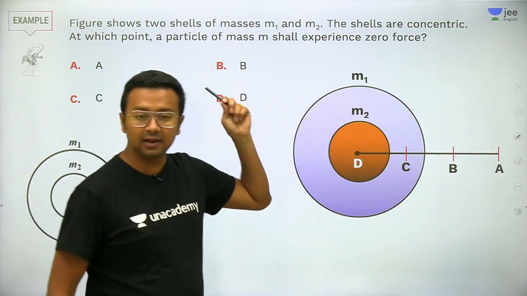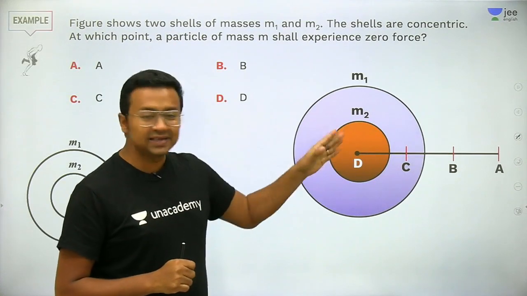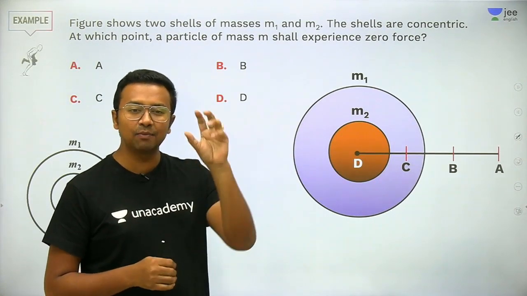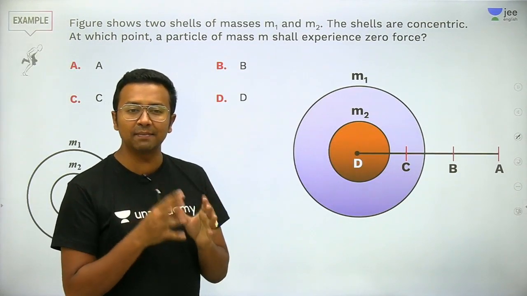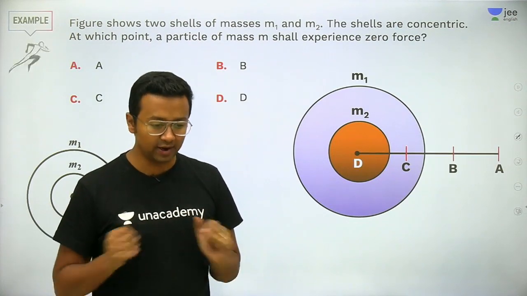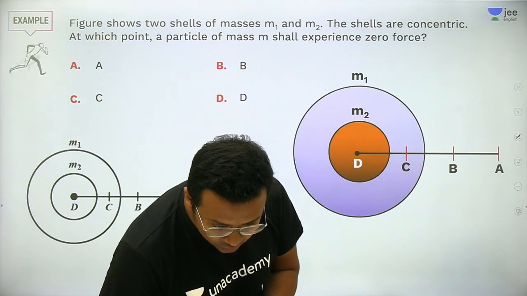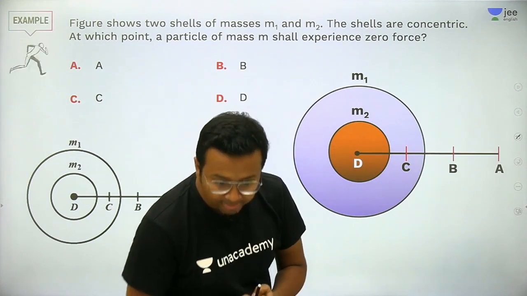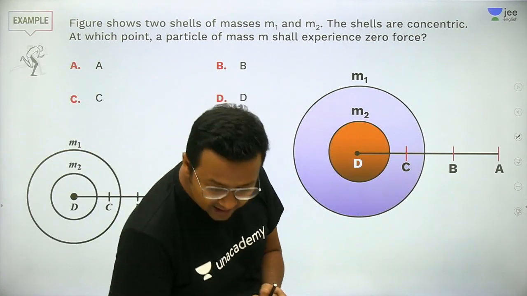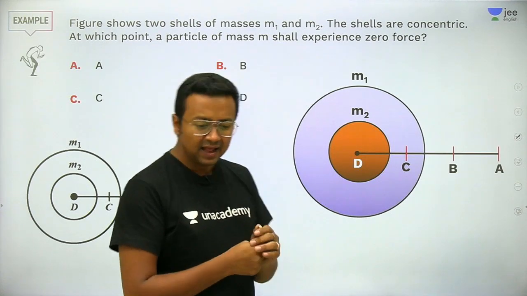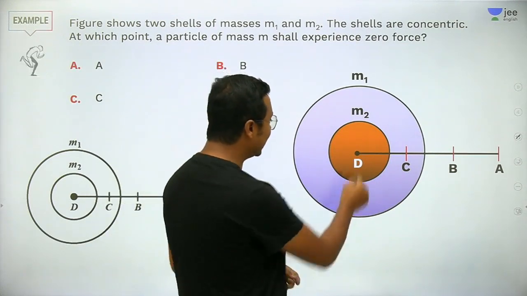All right, let me repeat the question to you once again. It's a very simple question. A, B, C, D are 4 points. Where exactly, if I put a small mass m, will the net force on that mass be equal to 0? So how do we go about it? Well, at B, some of you are saying at B. At D, well, Yash, yes, you are correct. Option D is the correct answer.